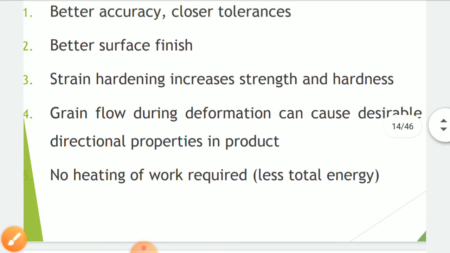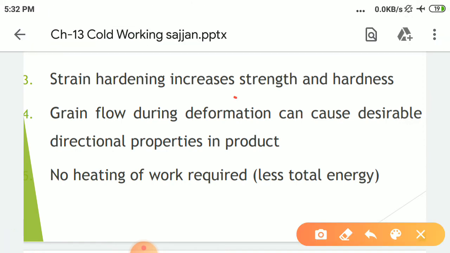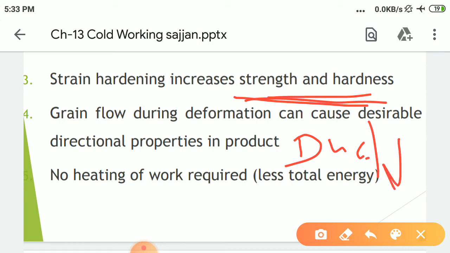Now strain hardening increases strength and hardness. So in cold working, strength and hardness both will increase, whereas ductility will decrease. Remember, in strain hardening, in cold working, strength and hardness will increase, whereas ductility will decrease.